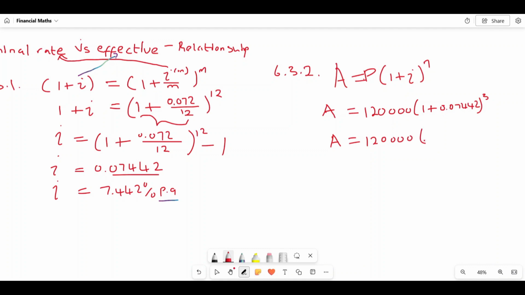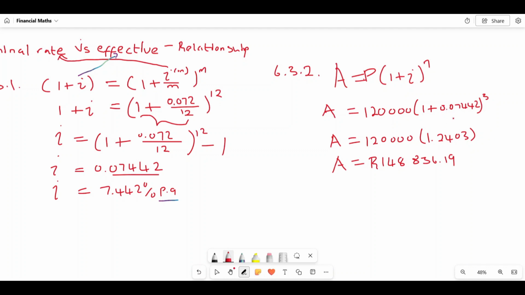If we put this in the calculator, we get 1.2403. There we go. A is equal to, multiply this together, we get 148,836.19.